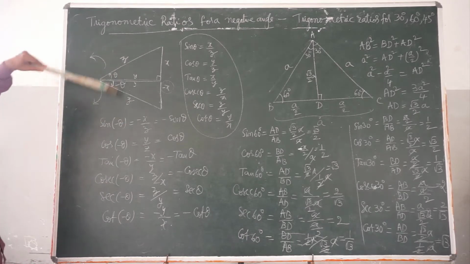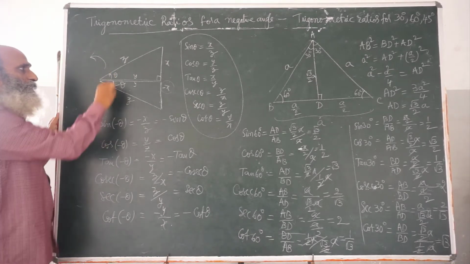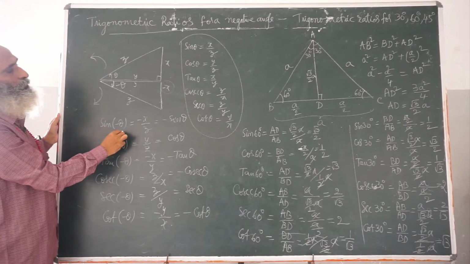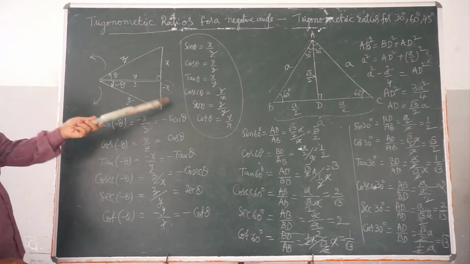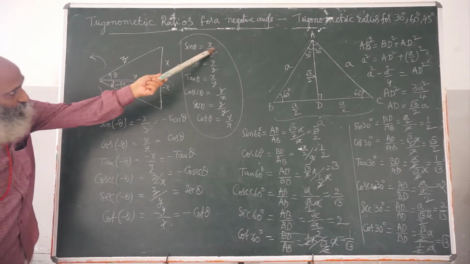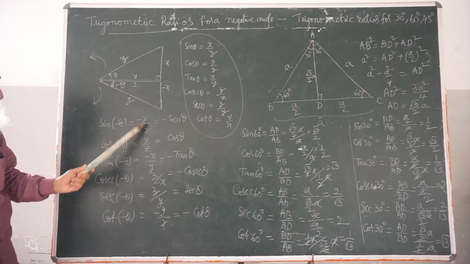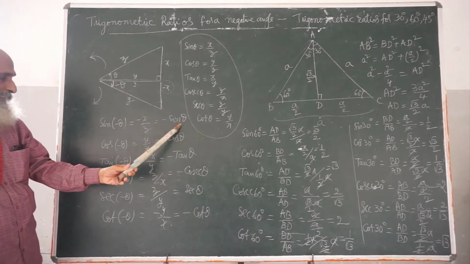Now this is minus theta. So sine of minus theta, that means opposite side by hypotenuse. What is the opposite side? Minus x. Minus x by z. But x by z is sine theta. So minus x by z is minus sine theta. Sine of minus theta is minus sine theta.